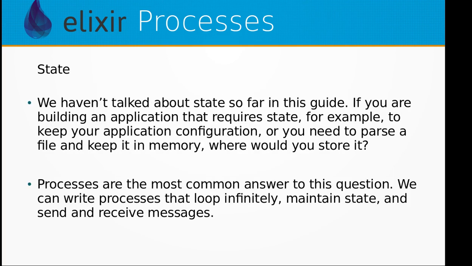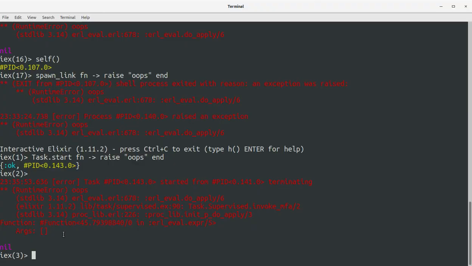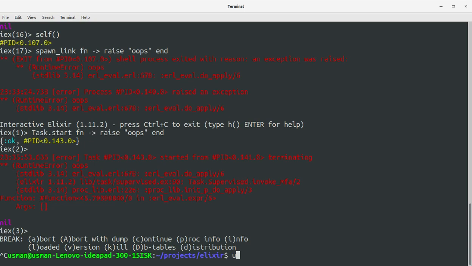Okay, let's look at state. We haven't talked about state so far in this guide. If you are building an application that requires state, for example, to keep your application configuration, or you need to parse a file and keep it in memory, where would you store it? Processes are the most common answer to this question. We can write processes that loop infinitely, maintain state, and send and receive messages. Let's write a module that starts new processes that work as a key-value store in a file named kv.exs. So let's go to the terminal and create a file called kv.exs.